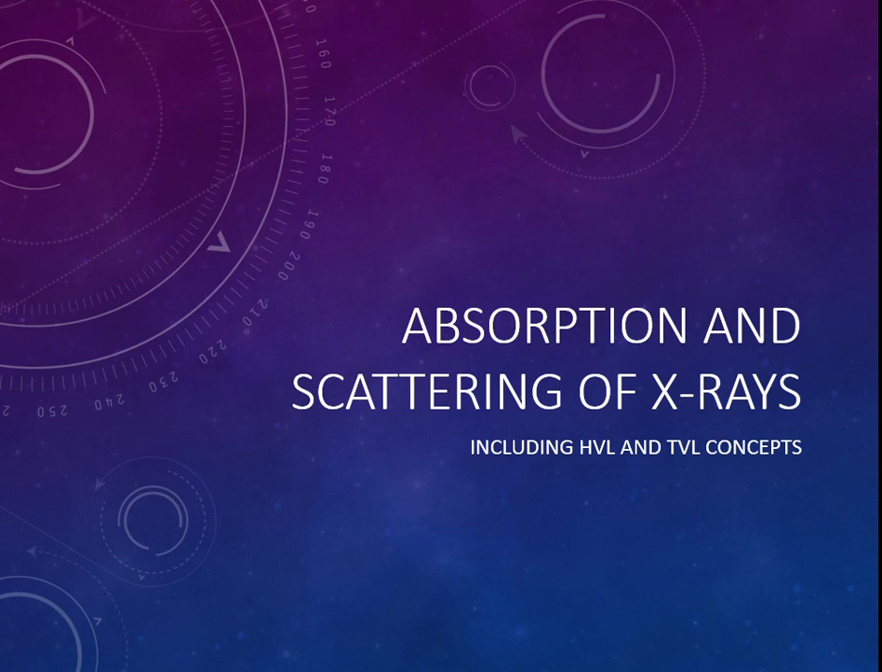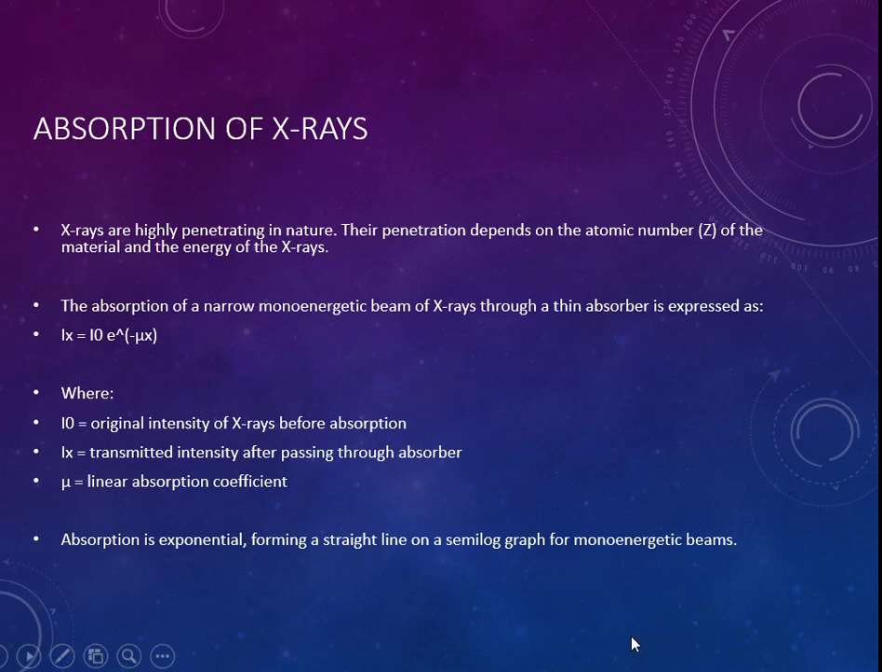X-rays are highly penetrating rays. How much they pass through a material depends on the atomic number, or Z value, and the energy of the beam. As X-rays move through a material, part of their energy is absorbed, following the exponential law: I equals I naught times e to the power minus mu x. This means intensity decreases exponentially as thickness increases.